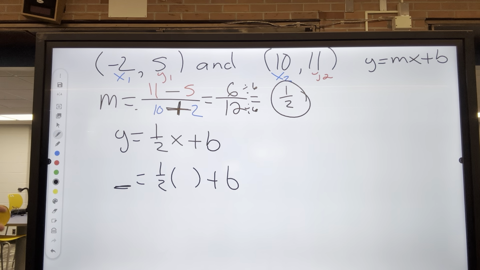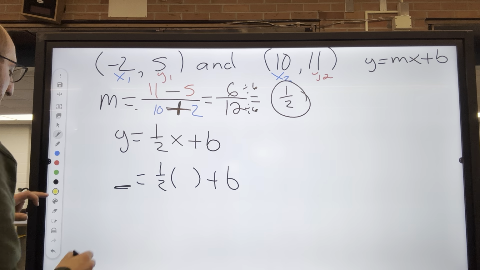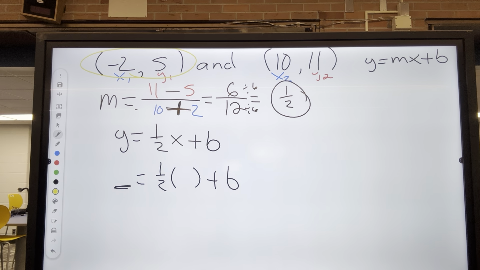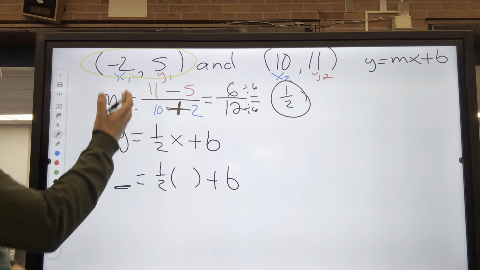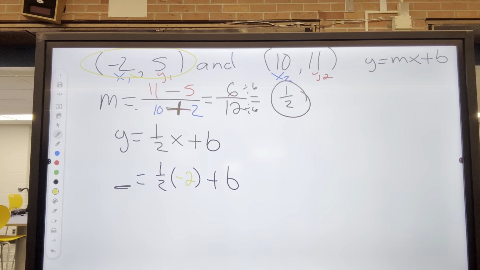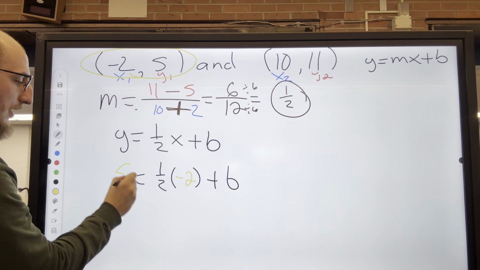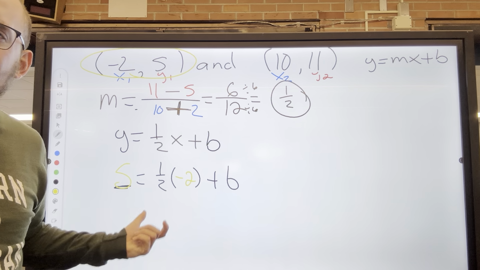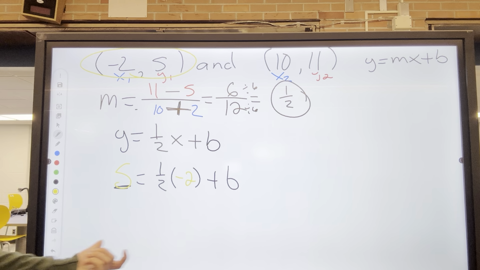Now, I'm going to use this point right here, and I'm going to plug it in. So I'm going to plug in my x. What's my x in this case? -2. And what's my y in this case? 5. Now, all I have is one variable left. Now, all I got to do is use a little bit of algebra to solve this.